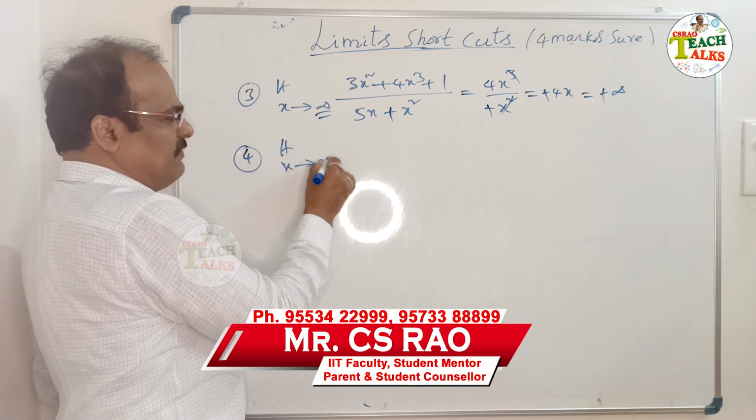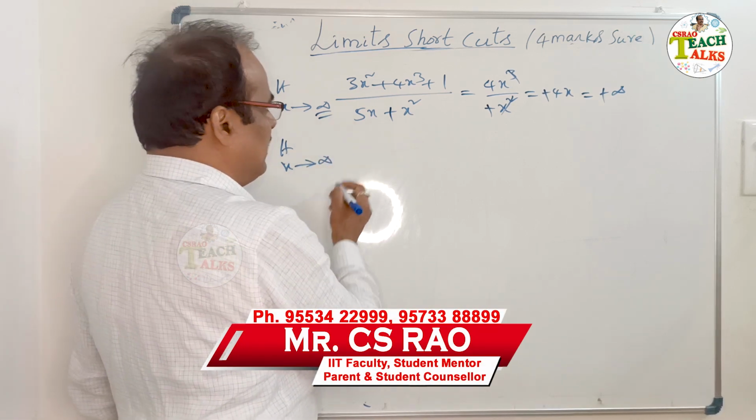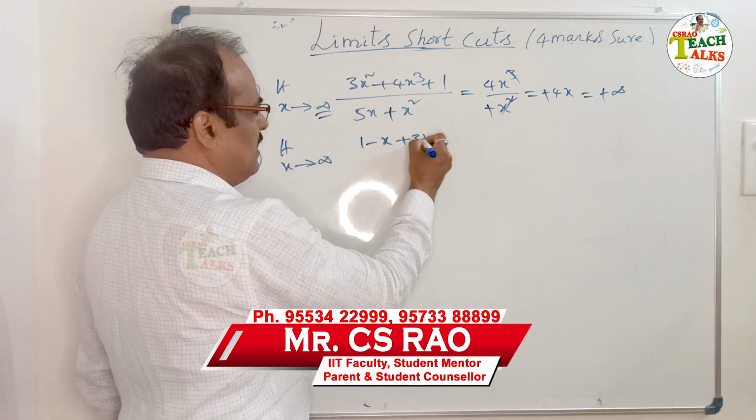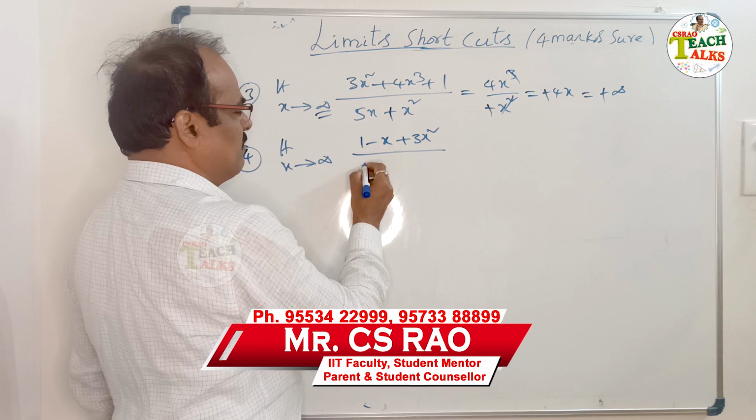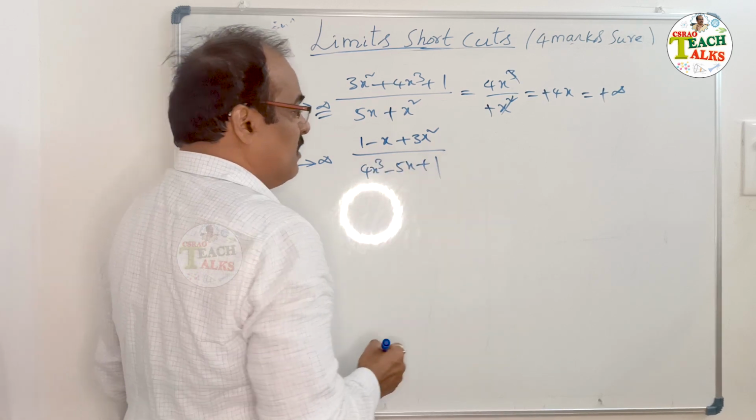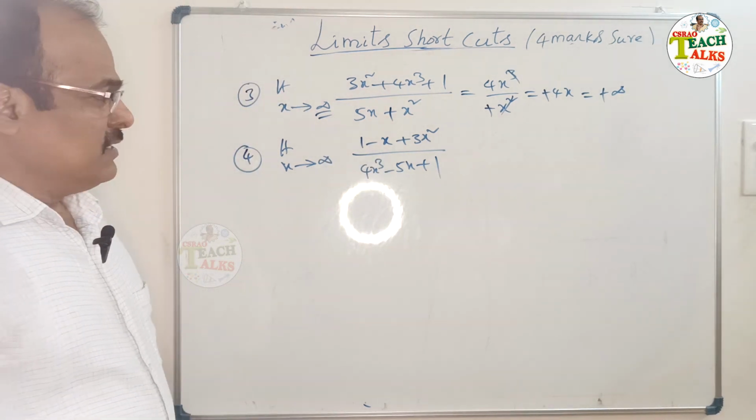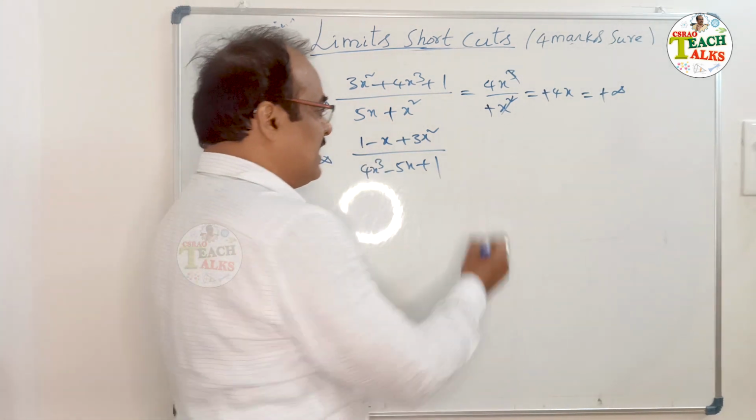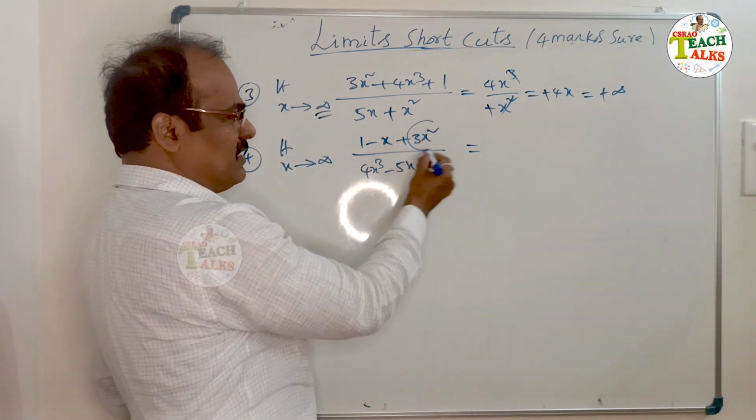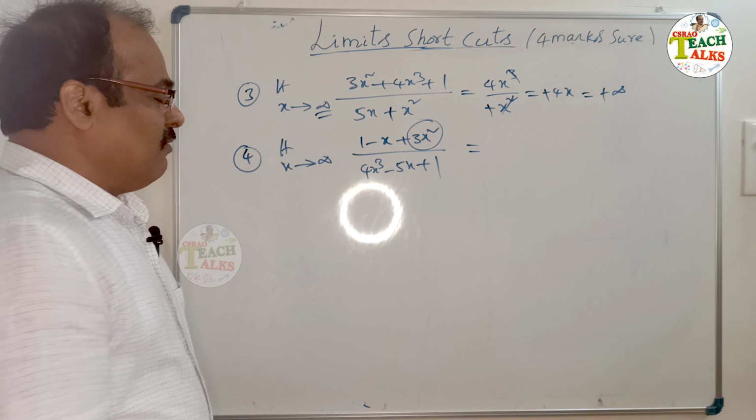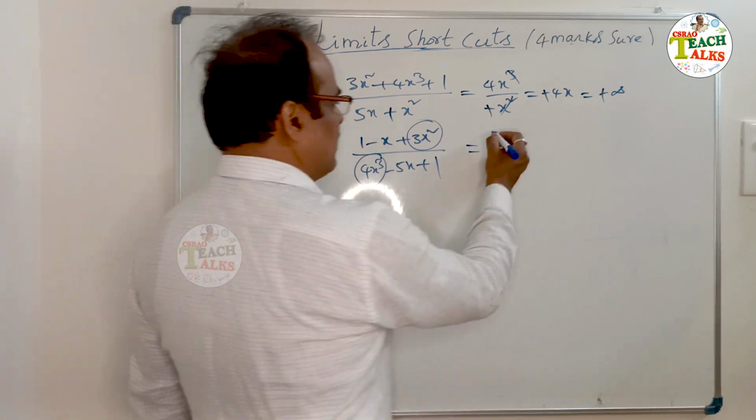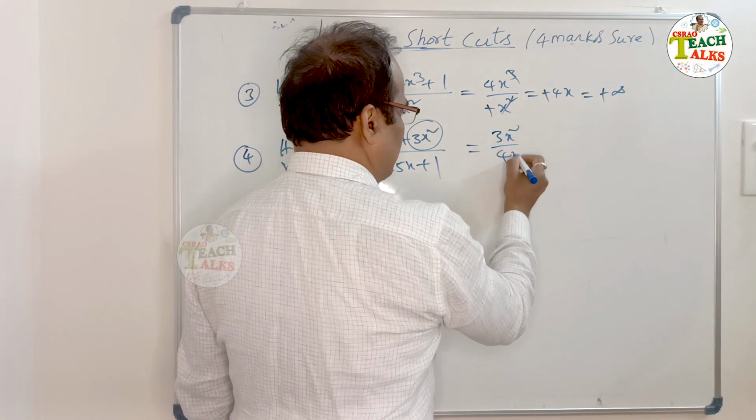Limit x extends to infinity, 1 minus x plus 3x square by 4x cube minus 5x plus 1. Okay, if you see this problem, what is the highest degree term in the numerator? Highest degree term in the numerator is 3x square. What is the highest degree term in the denominator? 4x cube.